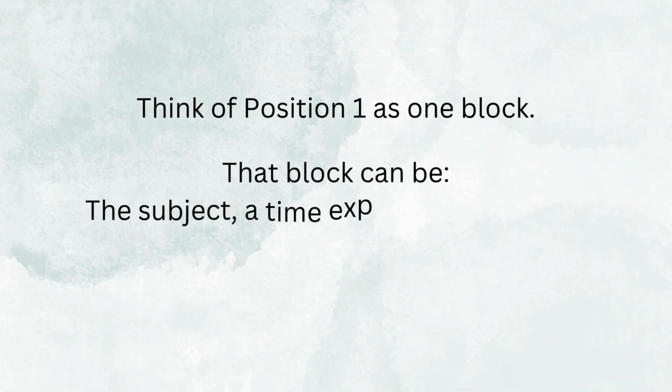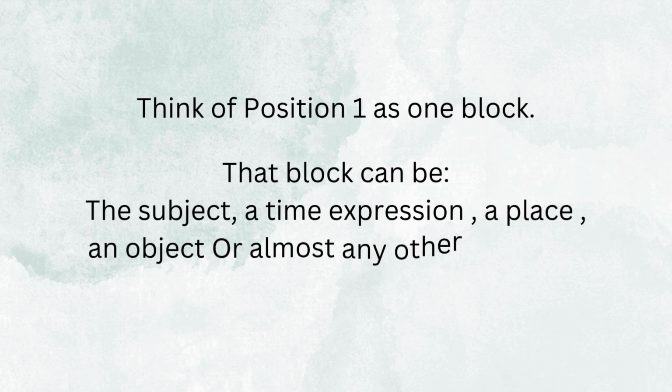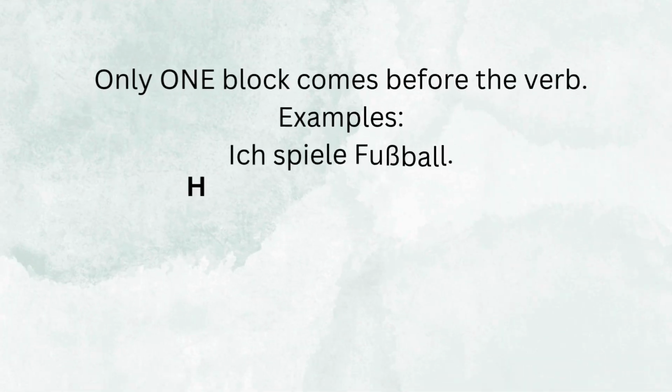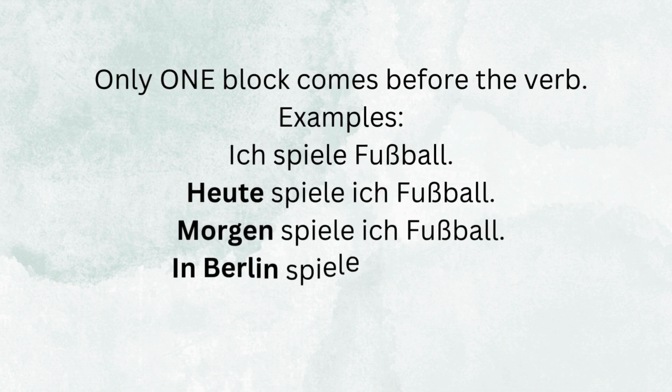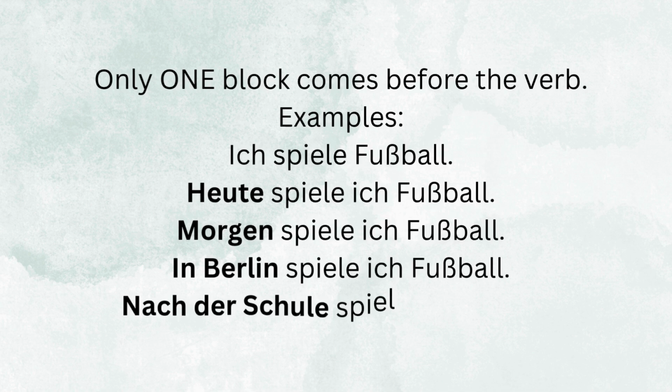Think of position 1 as one block. That block can be the subject, a time expression, a place, an object, or almost any other sentence element. But only one block comes before the verb. Examples. Ich spiele Fußball. Heute spiele ich Fußball. Morgen spiele ich Fußball. In Berlin spiele ich Fußball. Nach der Schule spiele ich Fußball. Notice how the verb always stays in second position.